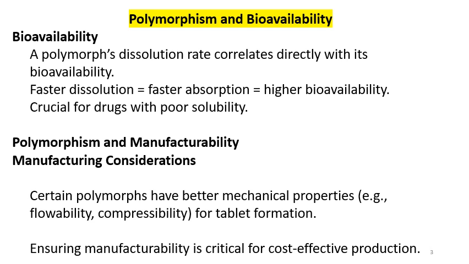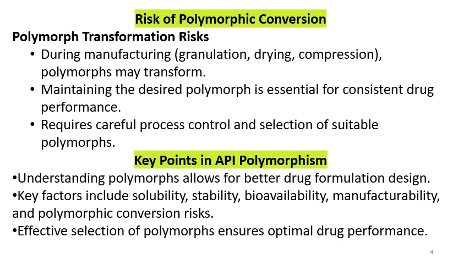Polymorphism versus manufacturing considerations. Some polymorphs have better mechanical properties like flowability and compressibility, and these properties affect tablet formulation. Also, some polymorphs have a low melting point, so the use of heat or drying may have an impact on their manufacturing properties. Ensuring manufacturability is critical for cost-saving production.